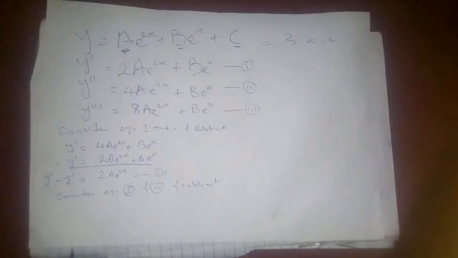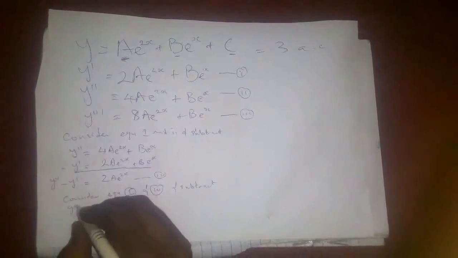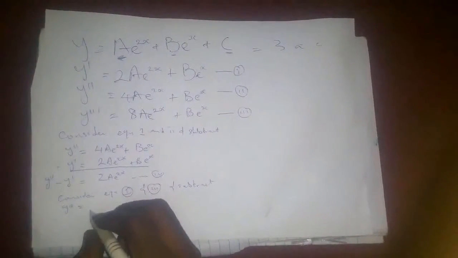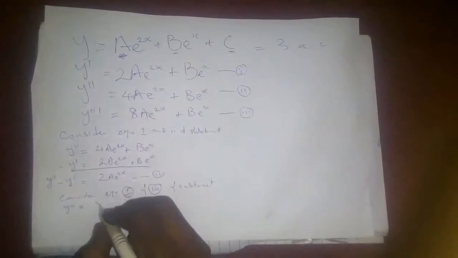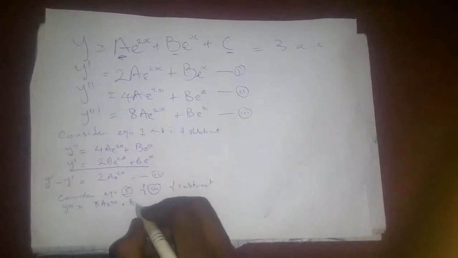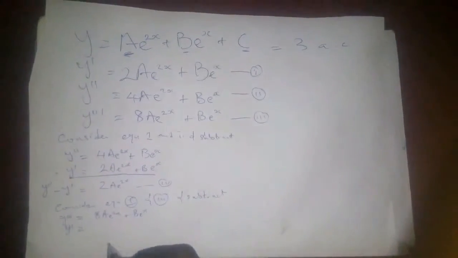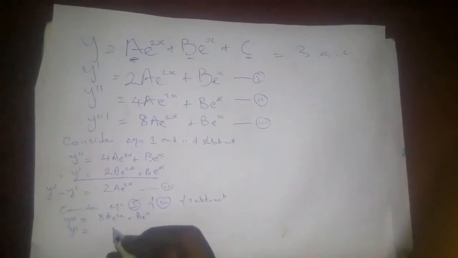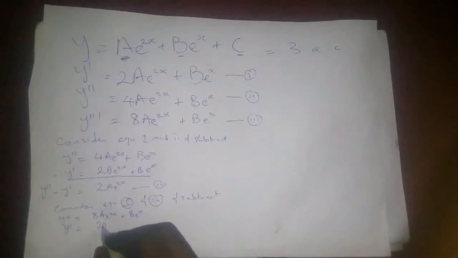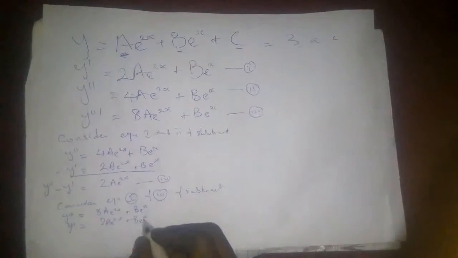Okay, equation 3 is y'' equals 4ae^(2x) plus b e^x. Differentiating y' will give you 2a e^(2x) plus b e^x.